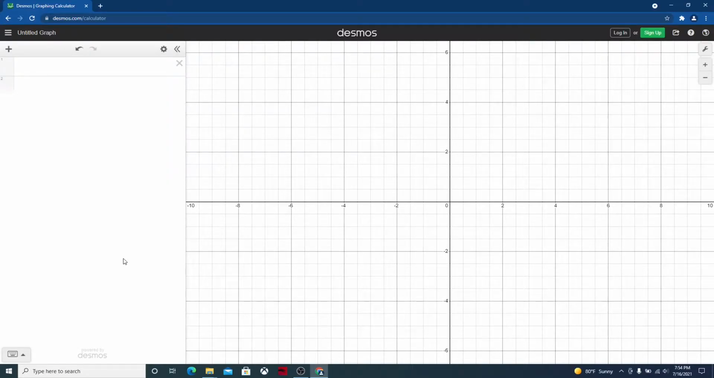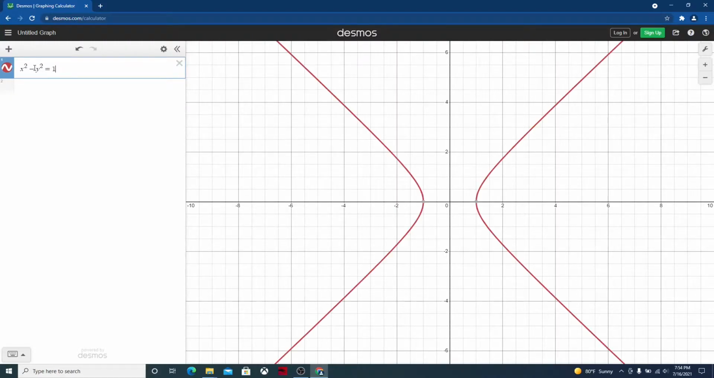In this video, we're going to learn how to plot a hyperbola in Desmos, the online graphing calculator. To start off, we're going to look at what hyperbolas look like. The equation for a hyperbola looks something like this: x squared minus y squared is equal to 1. And you can see that immediately we get this graph. It looks like two fans, one opening to the right and one opening to the left.